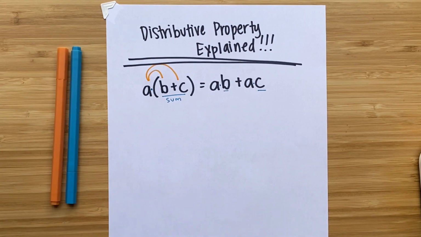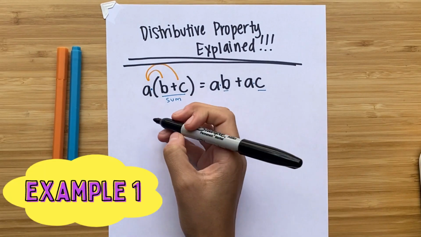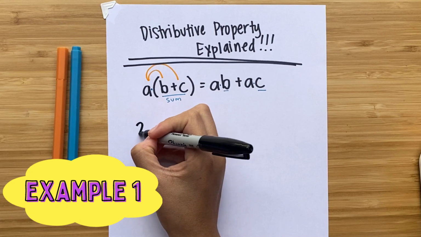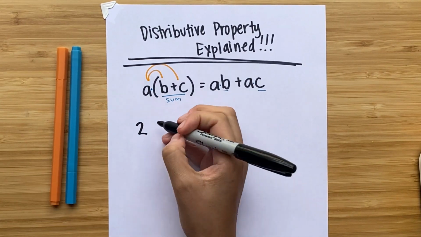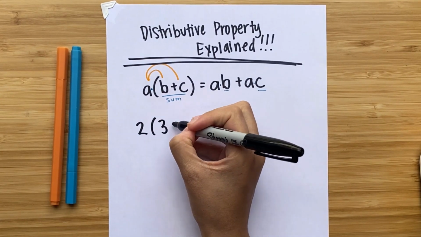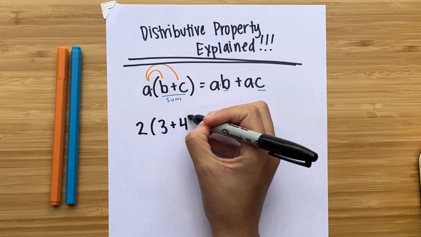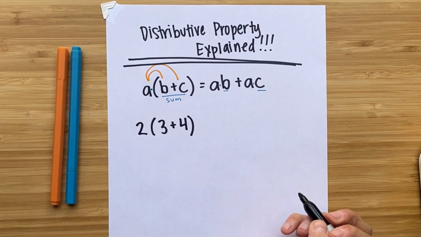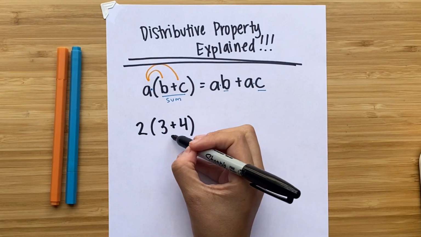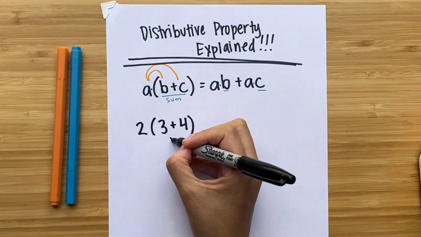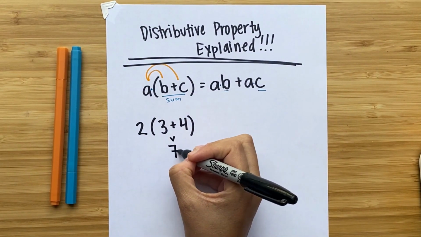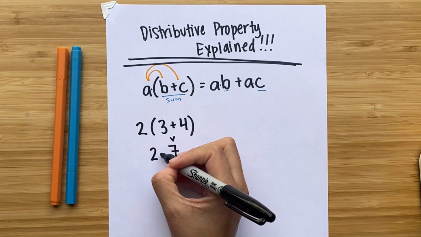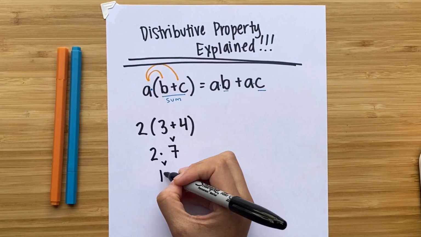So let's look at a few examples. Let's say that we have 2 as the number outside of the parentheses, 3 and 4 as the numbers inside the parentheses. So the first way that we could solve this would be to add 3 plus 4 together, which would give us 7. And then we have 2 times 7, which will give us 14.